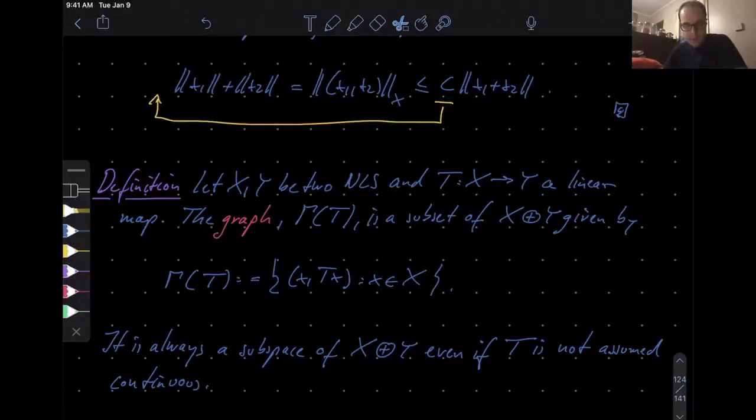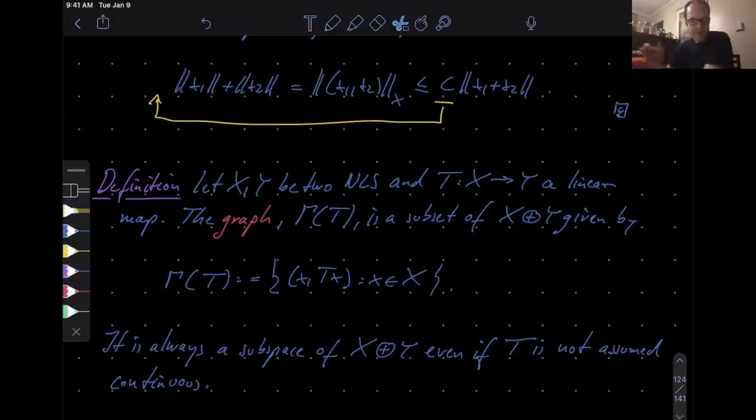So in the last video we defined the direct sum of normed linear spaces, NLS, and we had already one result up front about equivalence of norms, and now the last part has to do with the following new concept. So what we'll call the graph of a linear map.